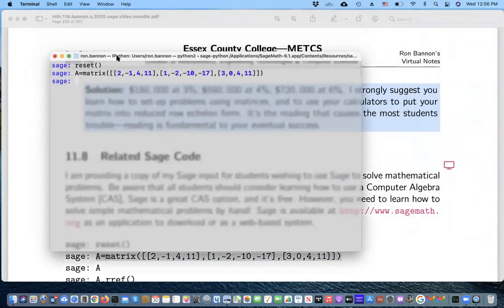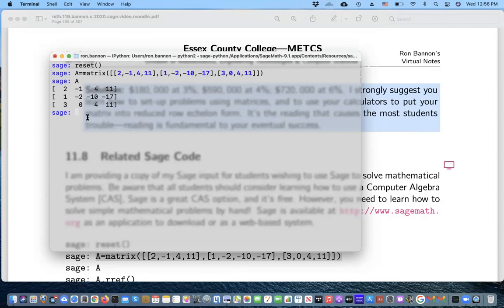What does it say? A is being assigned a matrix, and the matrix has 3 rows. The first row is 2, -1, 4, 11. The second row is 1, -2, -10, -17. And the third row is 3, 0, 4, 11. Let's just display that, see if that's what it looks like. And I'm seeing this is a 3 by 4 matrix.